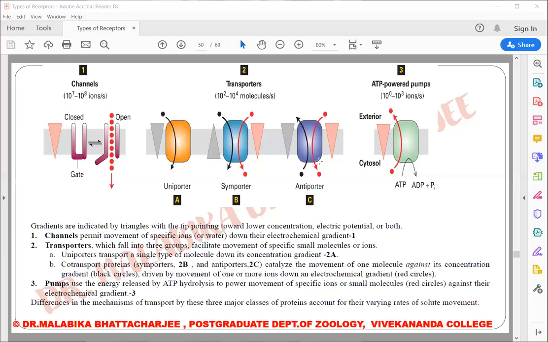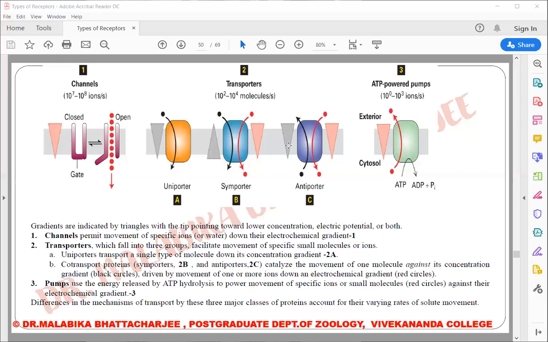And this is moving in the opposite directions. The red one down its concentration gradient, the black one against its concentration gradient. No ATPs are being used. So both these categories fall under the secondary active transport.